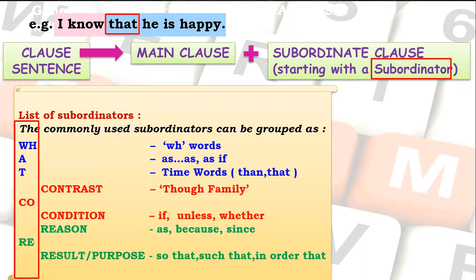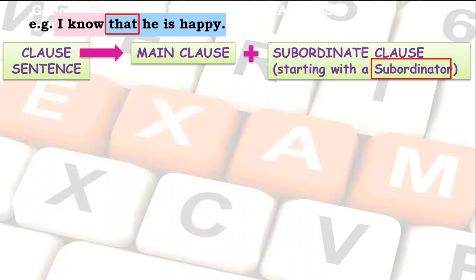Wonderful. Come on, let's go with the next one. Now you have mastered identifying the clause and then identifying which is the main clause and which is the subordinate clause. Don't forget, a subordinate clause always starts with a subordinator. The remaining part becomes your main clause.